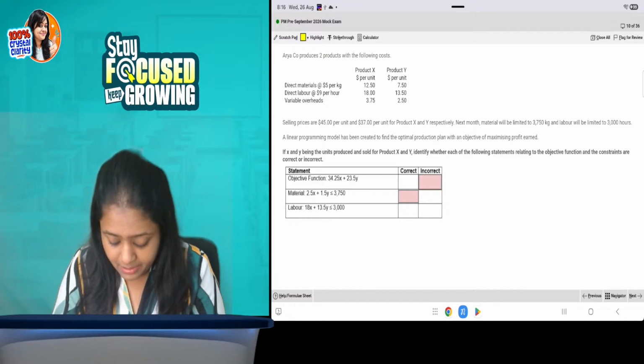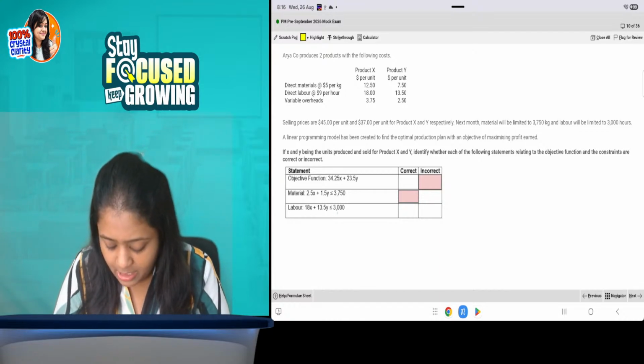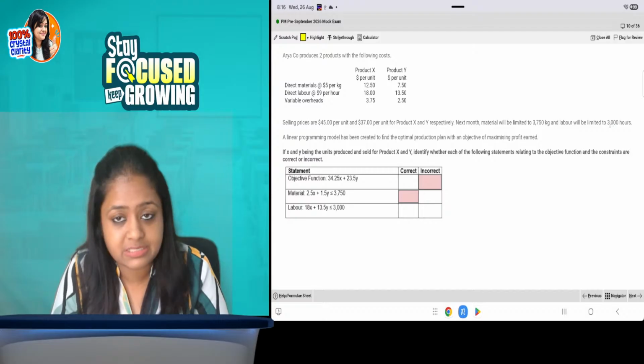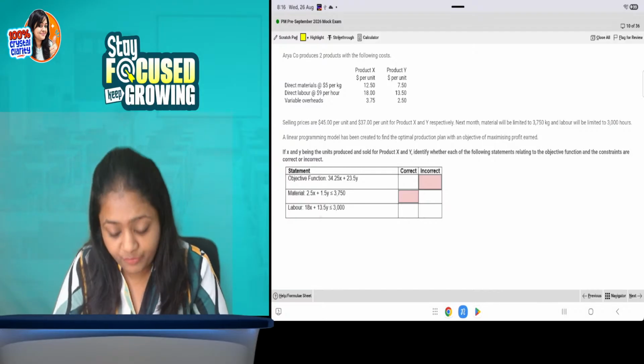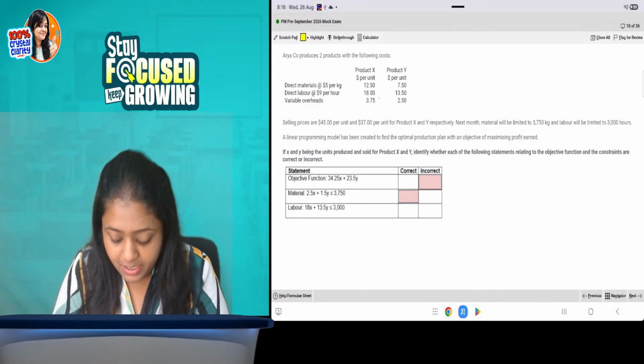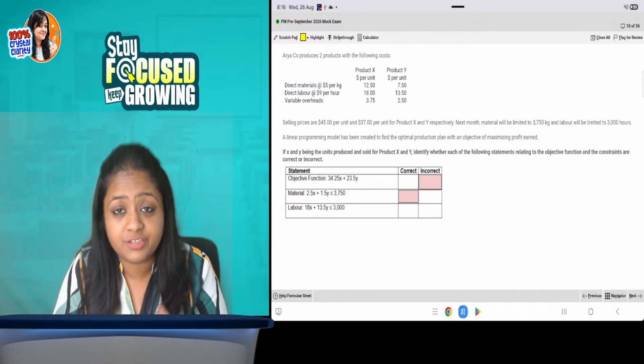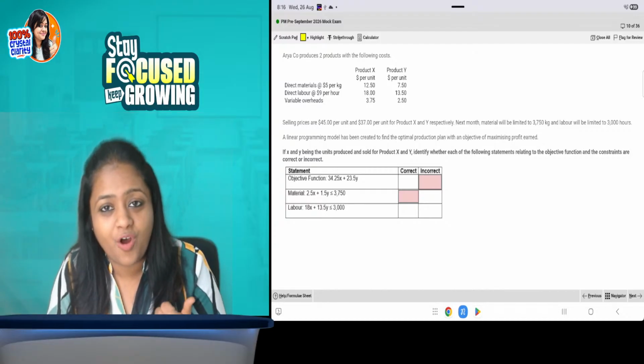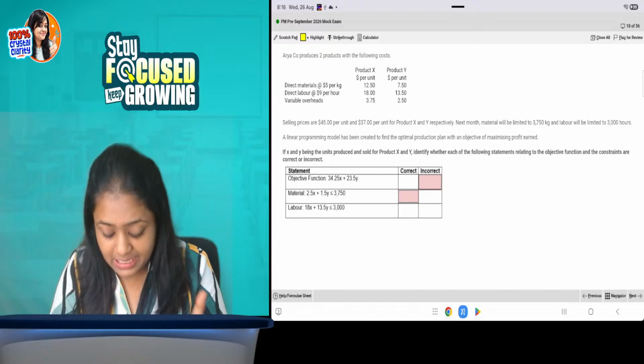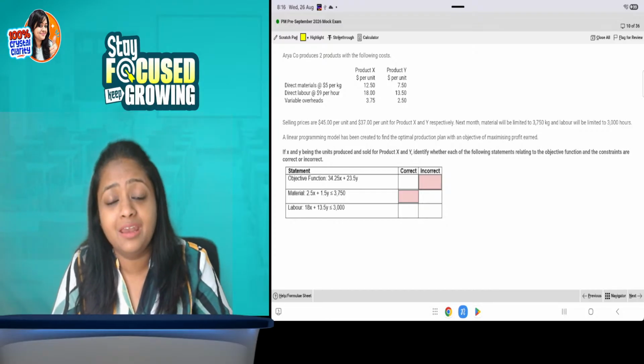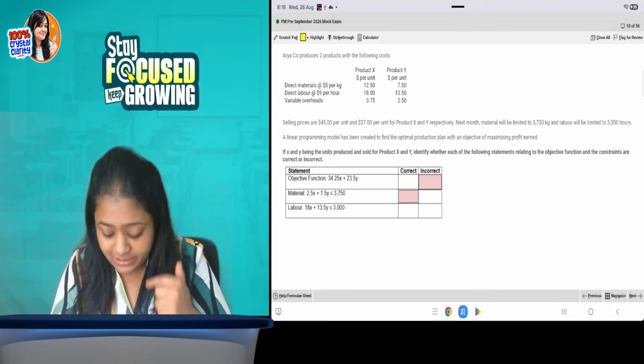Third one, labor. It says it is less than or equal to 3000. 3000 hours are matching here, but let's verify the figure here. For labor, product X is showing 18, which is wrong. 18 is the cost. I need the labor hours. So labor hours are 18 divided by 9, which is 2 hours. So therefore this statement is wrong.